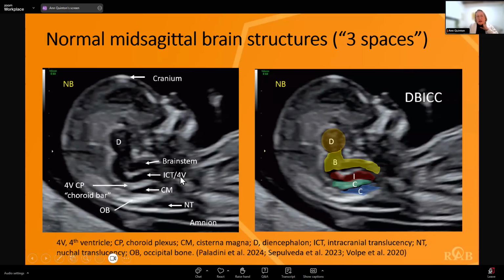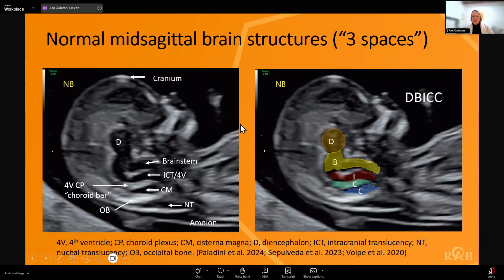or 4th ventricle, the choroid bar here, which you can see is quite thick and echogenic, cisterna magna, and then the occipital bone, and then posterior to the occipital bone is your nuchal translucency. Now, the other thing you can see in this sagittal view is part of the cranium starting to form anteriorly here as well.